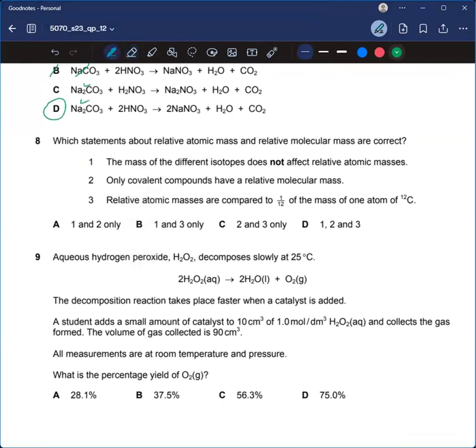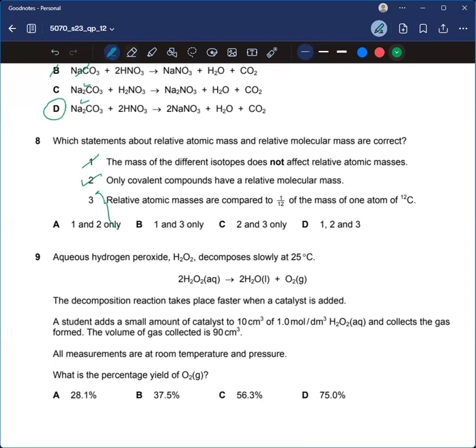So which statements about relative atomic mass and relative molecular mass are correct? The mass of the different isotopes does not affect relative atomic mass. This statement is truly incorrect. This can't be true. So it's incorrect for sure. And for 2, you may have a doubt, but it is also correct, looking at the study.